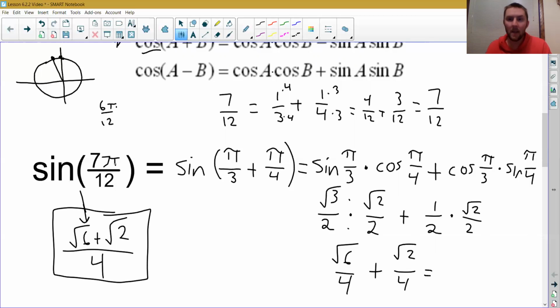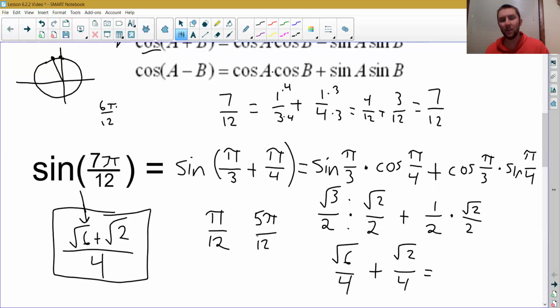There is no other way to find the exact value of that. Other things that we can find, by the way, are sine and cosine of pi over 12. We can do pi over 12, we can do 5 pi over 12, we can do almost all of the pi over 12s.